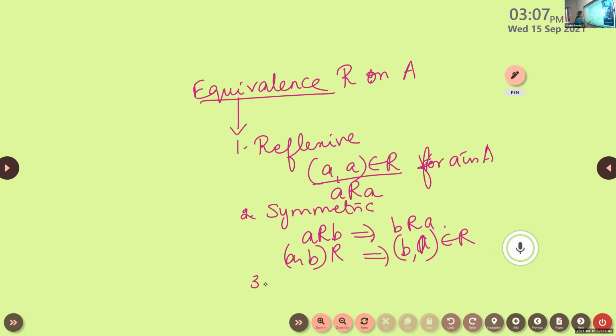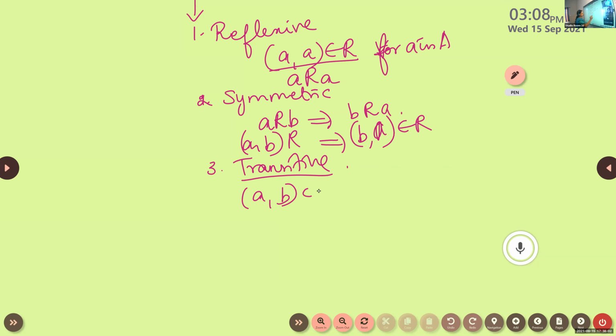What about the third case? Transitive. When will you say a relation is transitive? (a, b) belongs to R and (b, c) belongs to R, then we should have (a, c) belonging to R. If a and b are related, and b and c are related, then we should get a and c related. If all three conditions are satisfied, we say it is an equivalence relation. So this is what we have learned in the first exercise: reflexive, symmetric and transitive. If all three are there, the relation is said to be an equivalence relation.